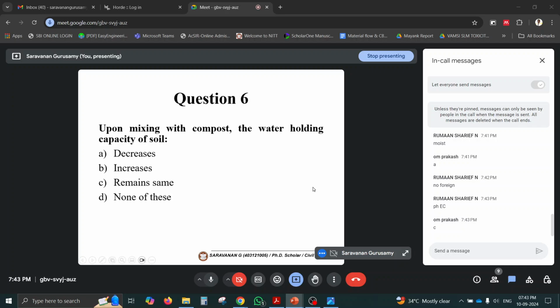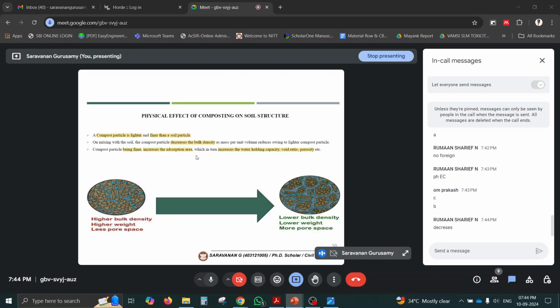Okay. So upon mixing with compost, the water holding capacity of the soil increases, decreases, remains the same, or none of the above. Whenever the final compost is mixed with the agricultural land, how will the water holding capacity decrease? The aim is to increase the water holding capacity. That's why we are adding compost to the soil. So while mixing the compost into the agricultural soil, the porosity will increase, the voids will increase, and the water holding capacity will increase because the absorption area will increase.